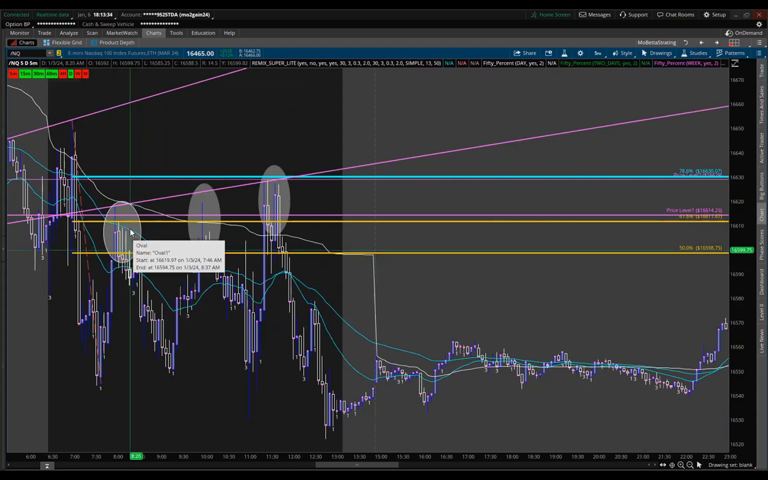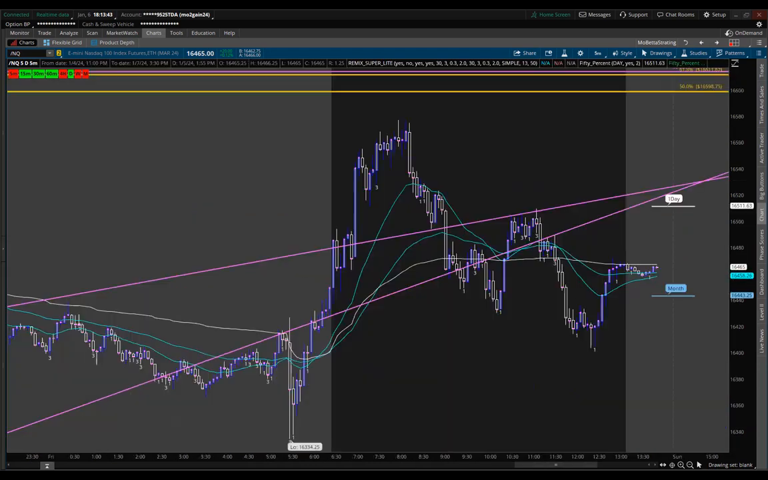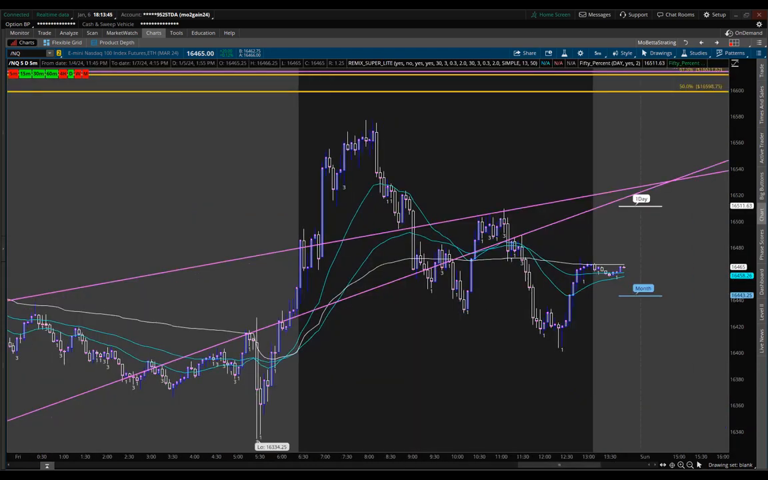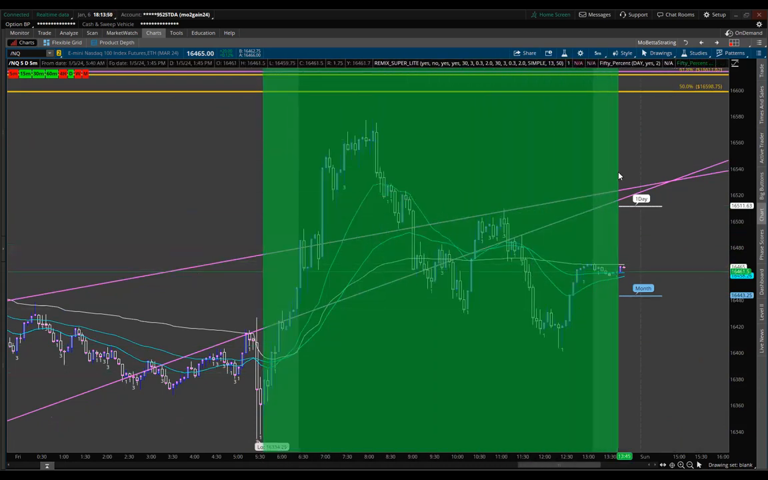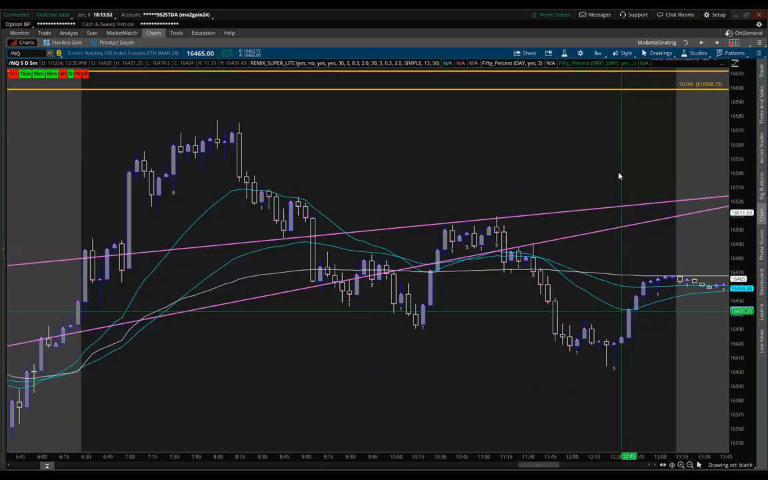This was nice this day. All right, NQ on the 5-minute. Let me show you. I think it was Friday. I caught this pre-market move, but I didn't catch this end of day drop.